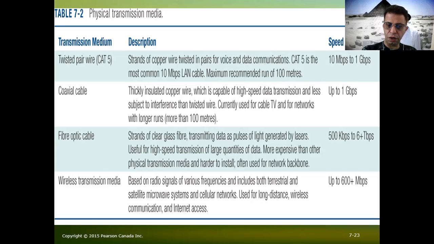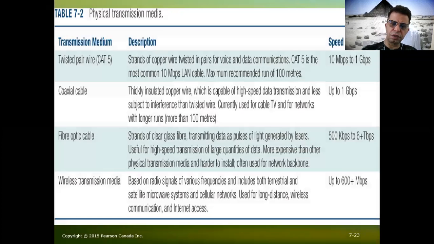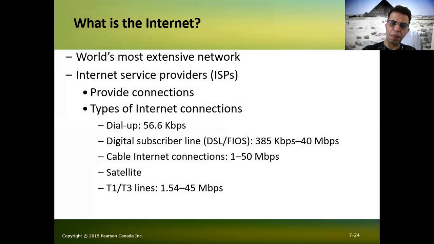And then we have wireless transmission, based on radio signals of various frequencies, and it includes both terrestrial and satellite microwave systems up to cellular networks. It's used for long-distance wireless communication and internet access. We'll talk about this last technology at the end of the class if we have time.